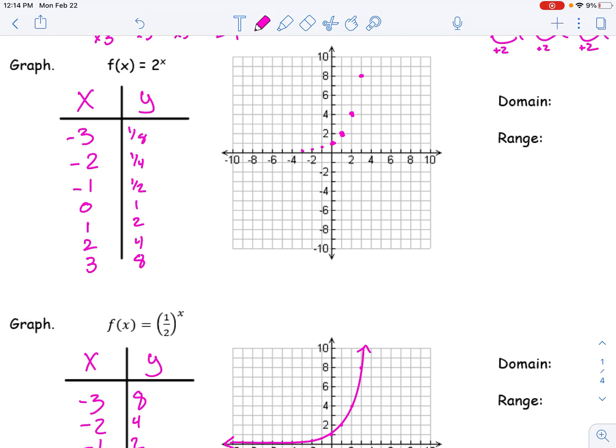So that's one of the most important things to know from this unit. As I draw my line the best I can here, I have to remember that I will never ever cross or touch that 0.